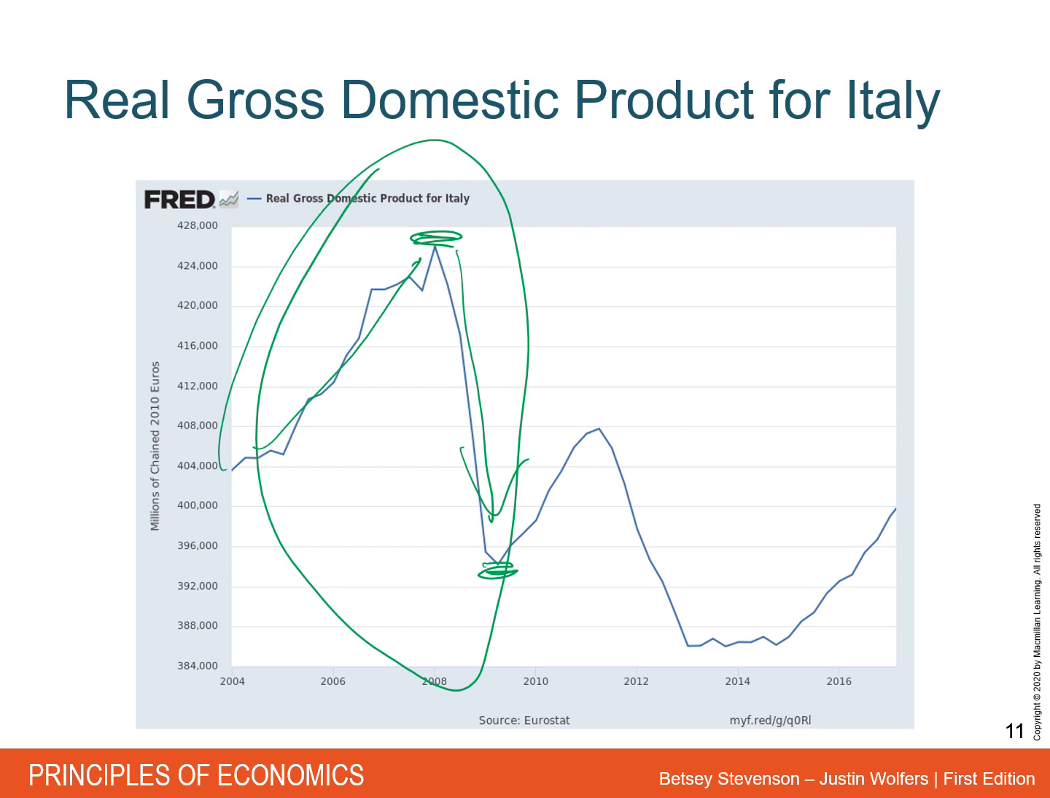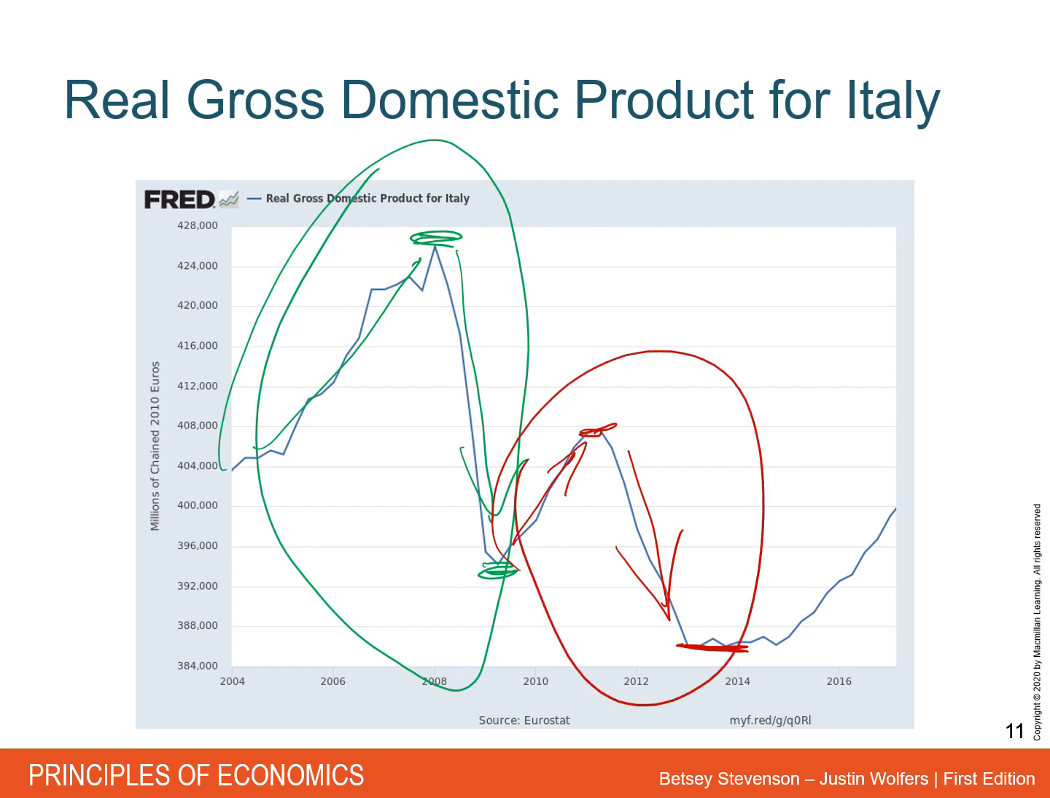And then we have expansion going upward, peak, going down, and then trough, right? So another cycle, and that's why it's called a business cycle. So the economy always repeats itself: expansion, peak, recession, trough.